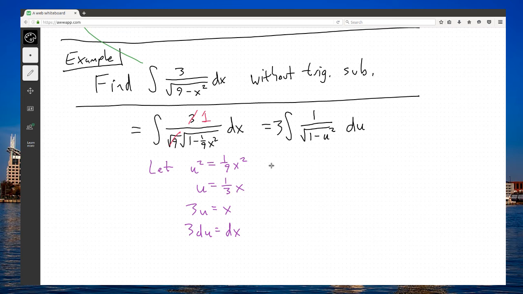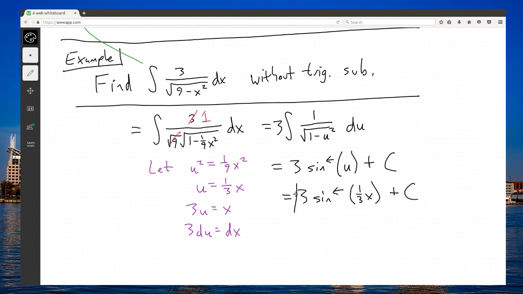So let's take care of that. That's 3 inverse sine of u plus c, just by the formula. And then I can replace my u with 1/3 x plus c. And so I did not do any trig substituting. Notice that my variables did not involve any trig in the substitution process. I just used my existing formulas.